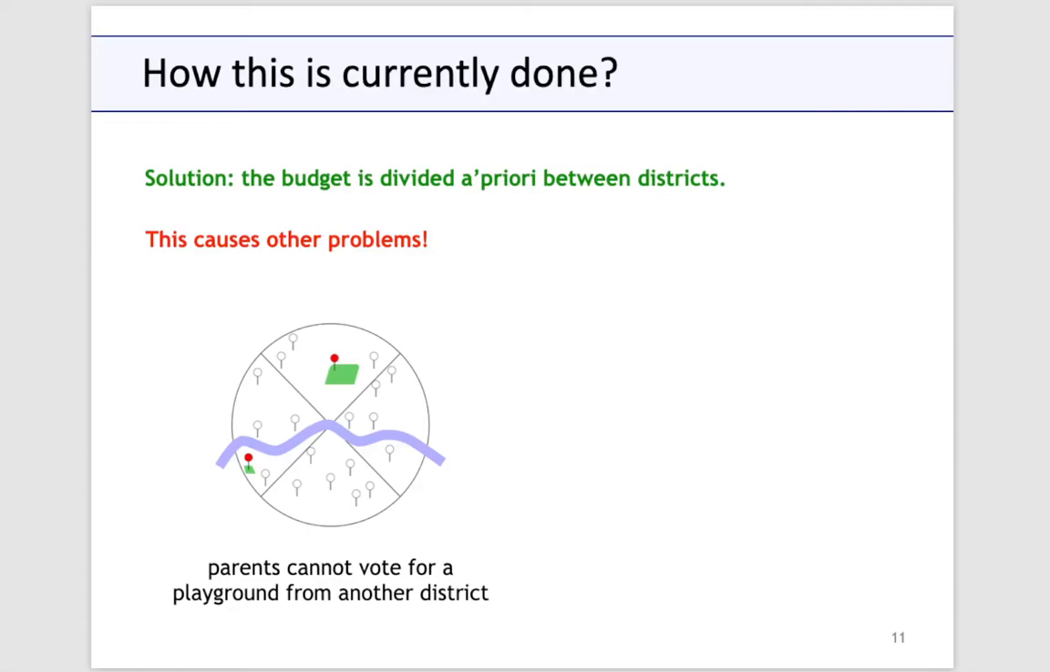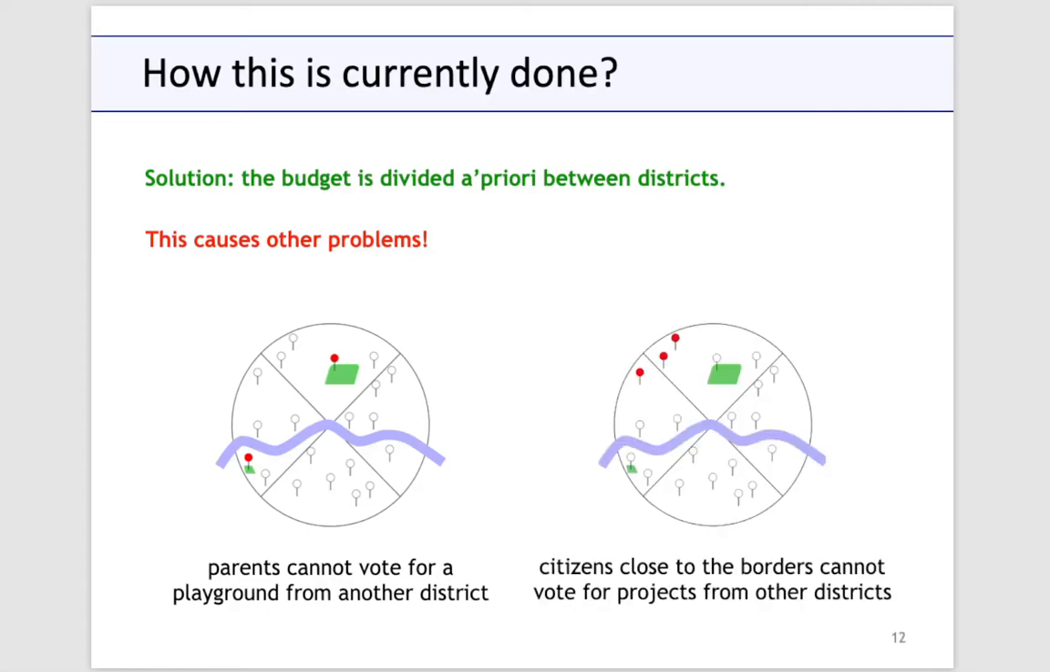Similarly, cyclists who would like to build a new part of the bike path have no possibility to vote for such a part if this part is not in their district. As another example, consider citizens who live close to the borders. They cannot vote for the projects in their neighborhood only because those projects formally are submitted in a different district.